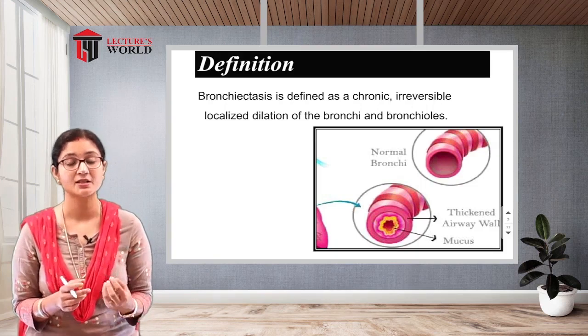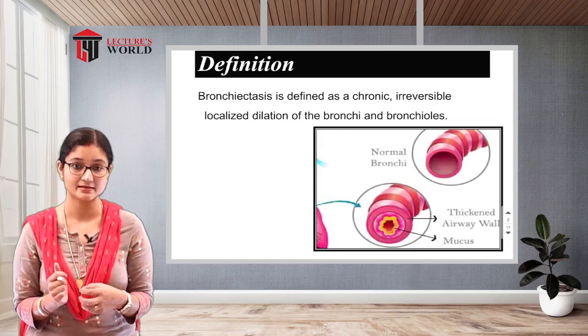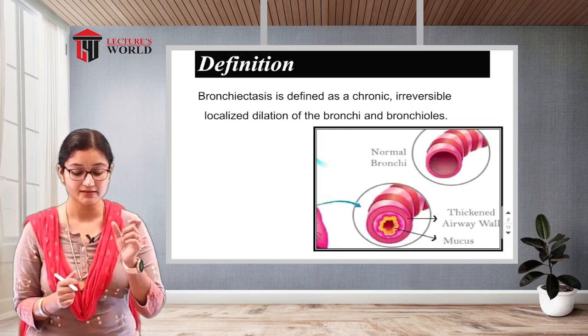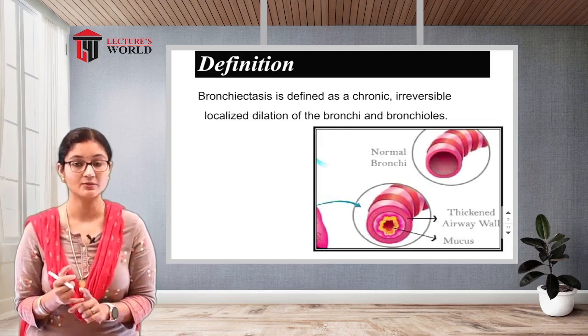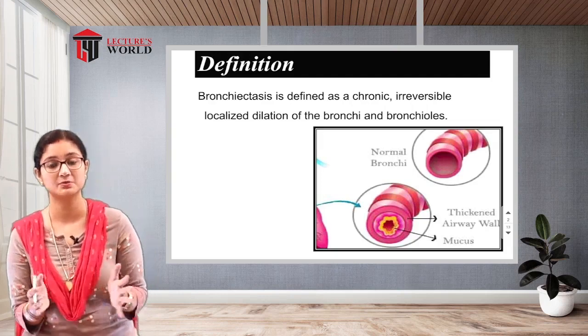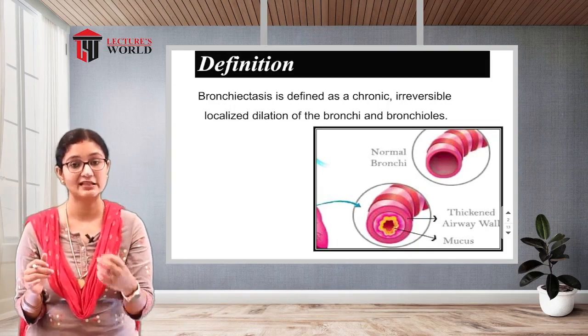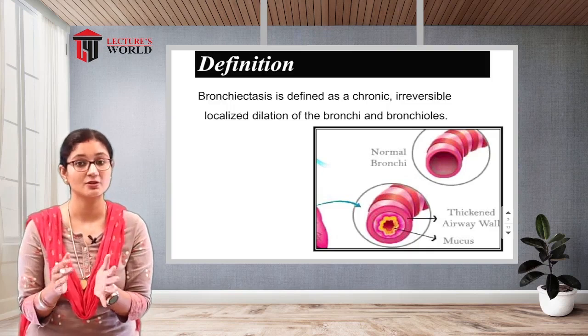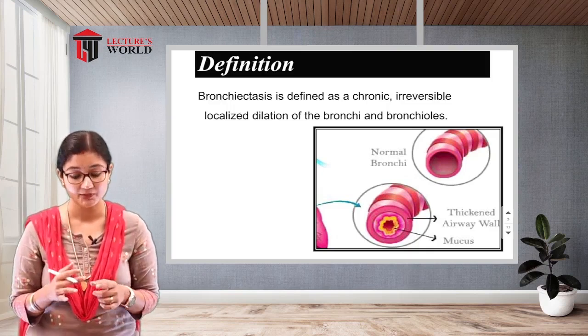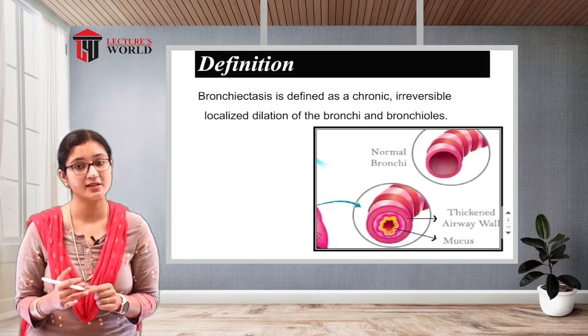Now what is happening in this bronchiectasis? What is happening over here is a chronic problem. Chronic means that it is not just within one day that the person develops this. It takes a longer period of time to develop this problem. That is not just acute, it's chronic, for a longer period of time. Irreversible, this is a very important word.